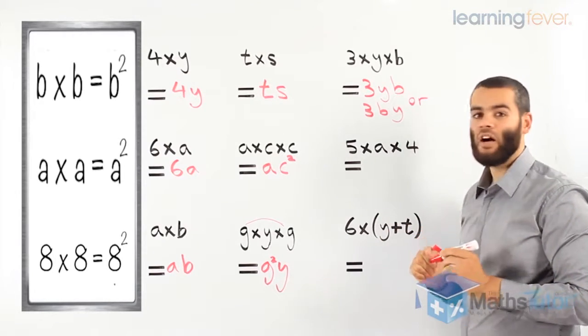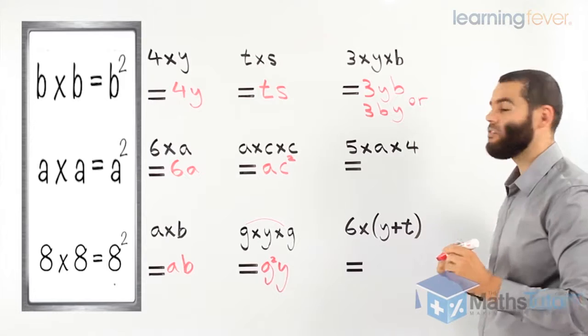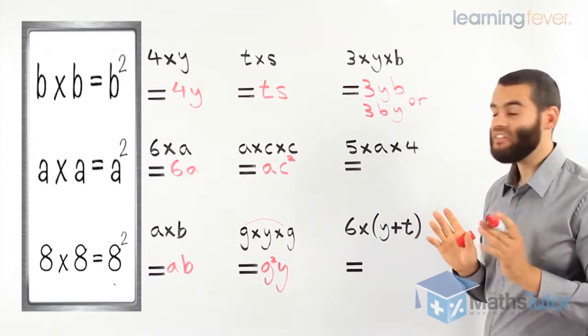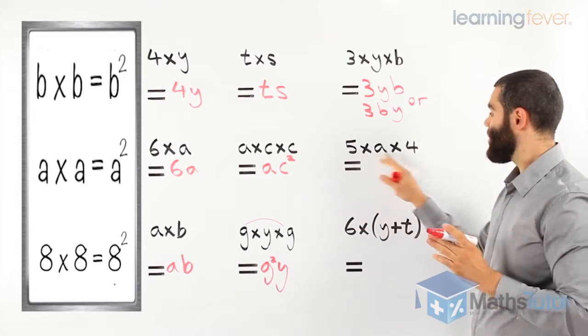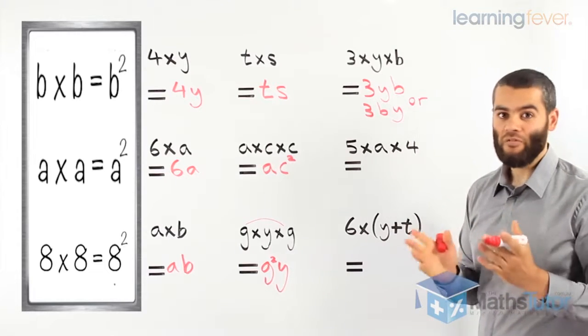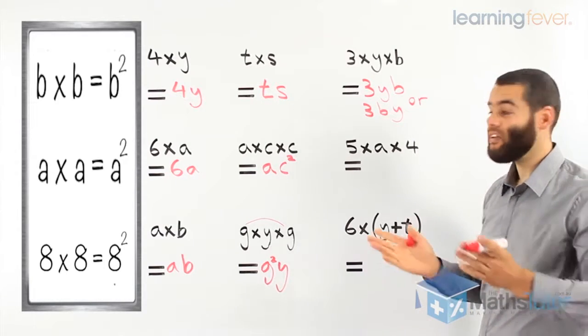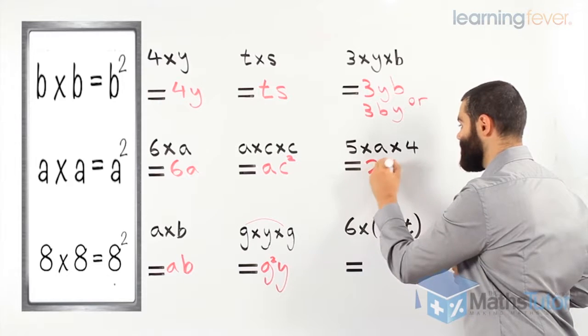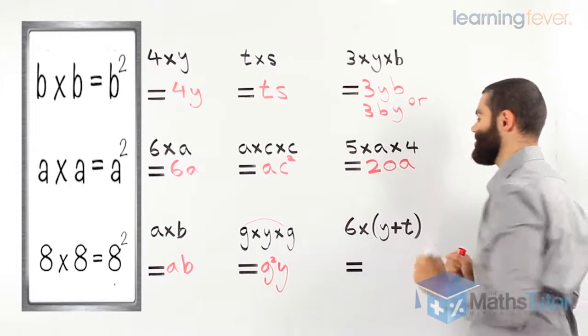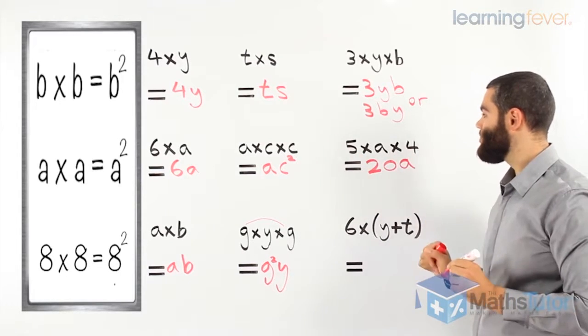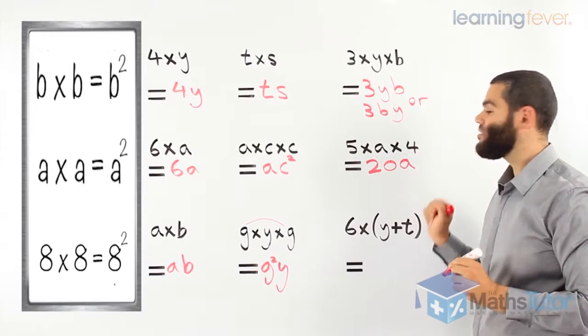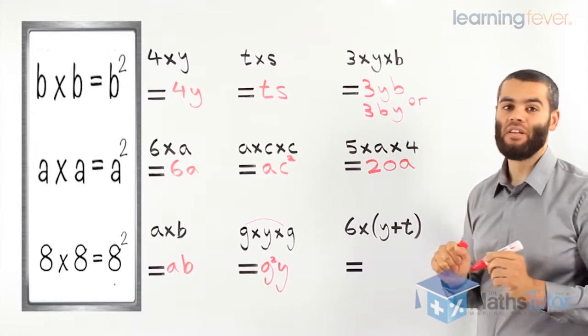Here, 5 times A times 4. We notice here we have numerals, we have numbers. And we know 5 times 4 is what? It's 20. So 20A. 5 times 4, 20. 20 times A, 20A.